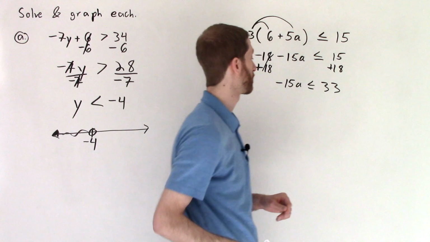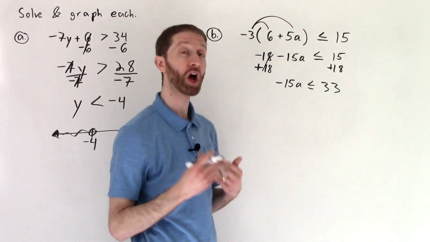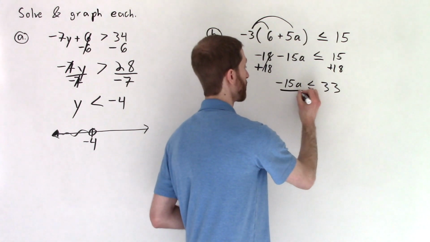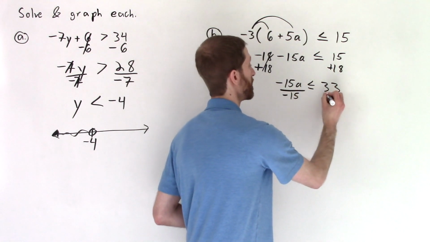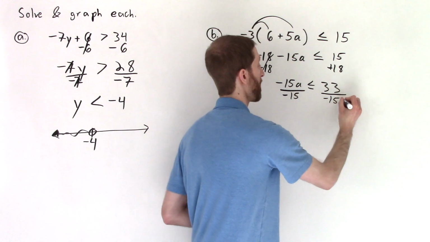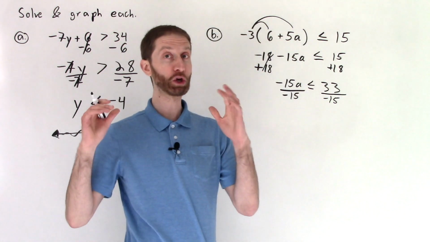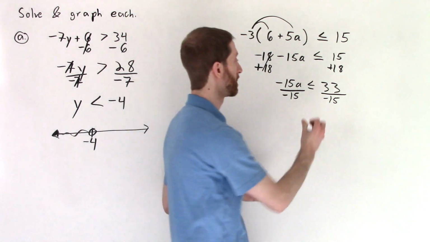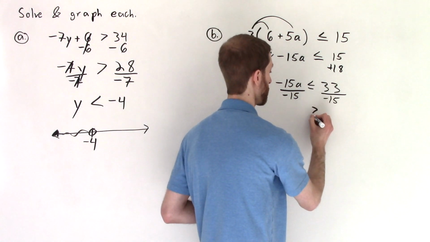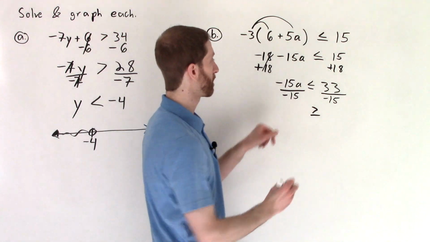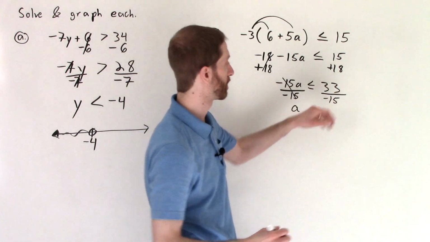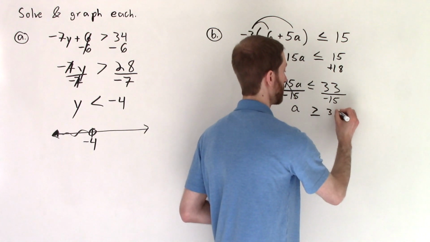So we get a positive 33, and then from here, I'm going to undo multiplication by negative 15. So I'm going to divide by negative 15, and again, something should be going off in your head, like, you just divided by a negative number. With an inequality, flip those signs, right? Automatically, just get that done. The negative 15s divide out. You're left with a is greater than or equal to 33 over negative 15.